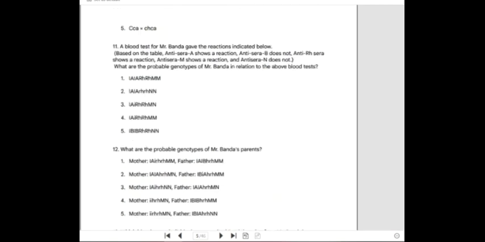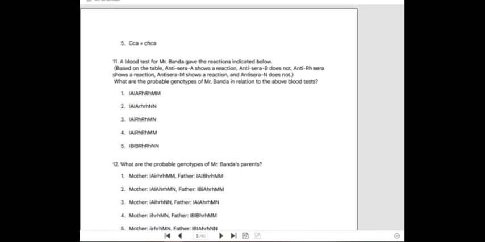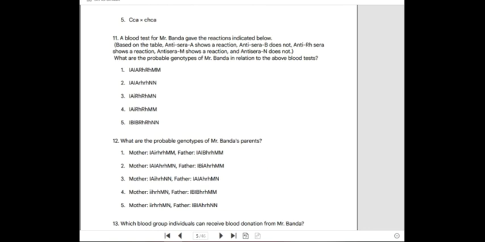And it reads, a blood test for Mr. Banda gave the reactions indicated below. Based on the table, Antisera A shows a reaction. Antisera B does not.